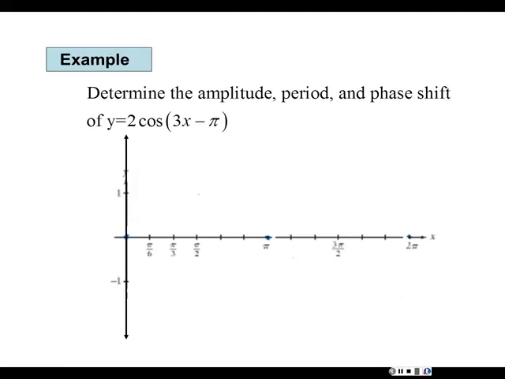So we are doing the cosine graphs, and here our equation is y equals 2 cos(3x minus pi). So from here we know that the absolute value of A, which is the amplitude, is 2. Right, this is A, this is B, and this is C. B is 3, C is pi, and 2 pi over B, which is the period, is 2 pi by 3, and C by B, which is the horizontal shift, is pi by 3.